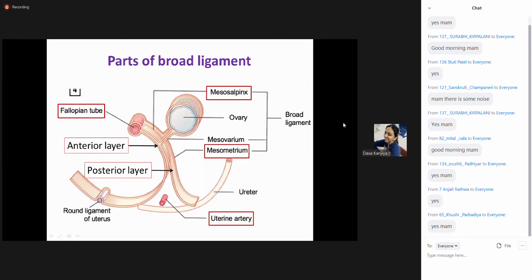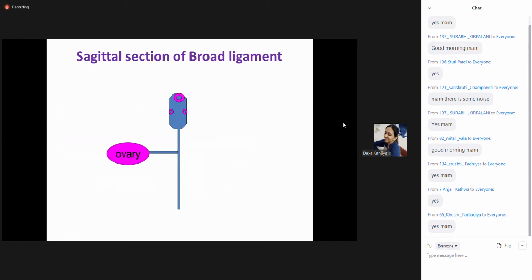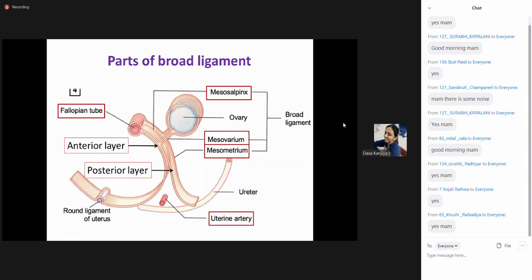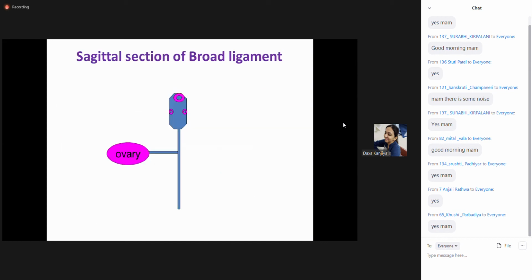Tortuous uterine vessels run between the two layers. Right? As you trace the anterior layer further anteriorly, then it also covers the round ligament of uterus. And the posterior layer runs posteriorly and covers the ovary in the form of mesoovarium. So these are the various parts of the broad ligament.